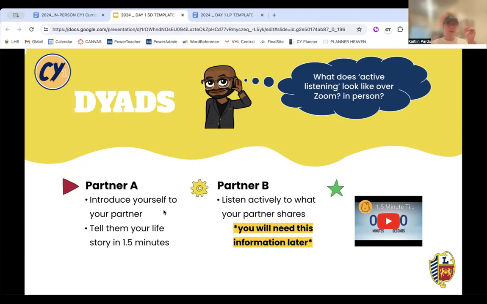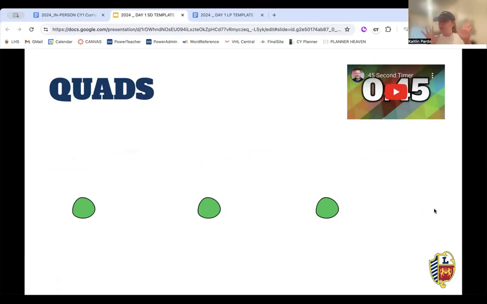So partner A, you're telling the story. Partner B, you're practicing that active listening that we just talked about. Let's go ahead and give it a minute and a half. Start the timer. I might take off the sound if it's distracting. Okay, great, excellent. Now let's go ahead and switch roles. Once the minute and a half happens, partner B, you're now telling the story. Partner A, you're listening actively and you're remembering that information. Restart the timer. Great, excellent, wonderful, lovely.